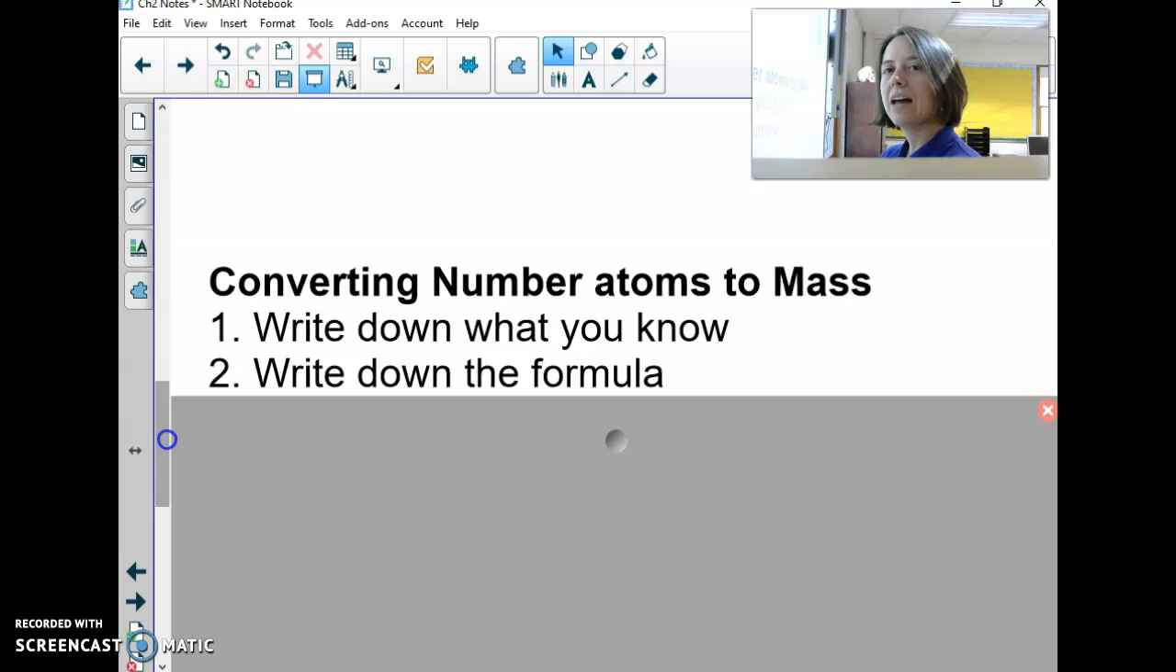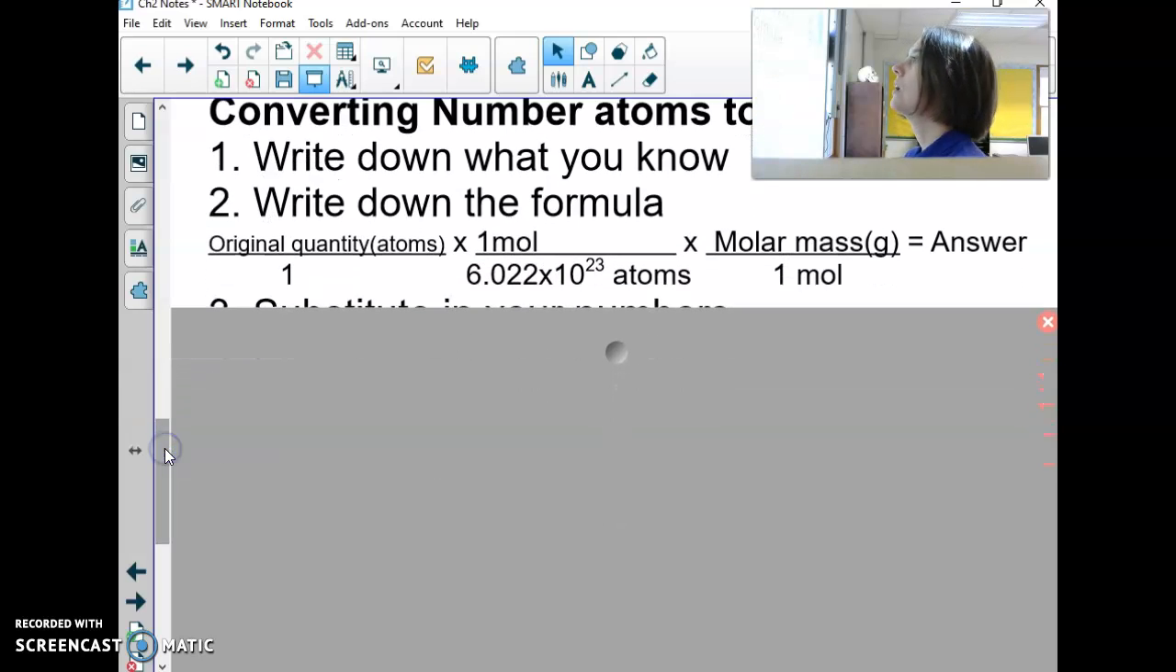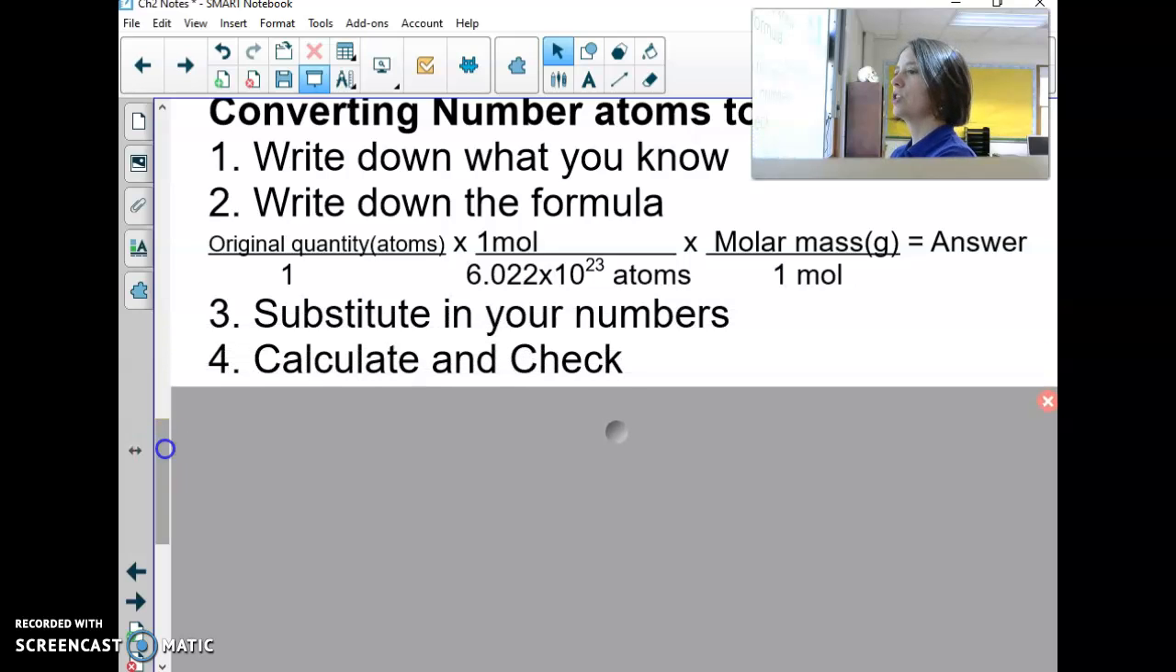We're going to go over our last type of problem for Section 1, and it's the flip-flop. We are now going to be converting the number of atoms to mass. So as always, you write down what you know, you write down the formula. The original quantity, which is in number of atoms, over 1 times 1 mole over 6.022 times 10 to the 23rd atoms times the molar mass of the element over 1 mole. And that will give you your answer. And then we substitute in your numbers, calculate, and check.